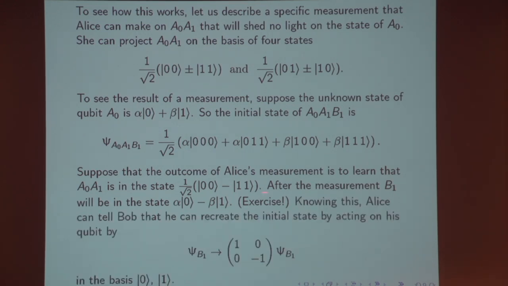Knowing that, after Alice makes her measurement, Bob's qubit will be in this state. And then Alice can tell Bob that he can recreate the initial state by acting on it with this particular unitary matrix. So what the measurement outcome tells Alice is nothing about her qubit, but it does tell her what Bob has to do to recreate the initial qubit. The other cases are similar.